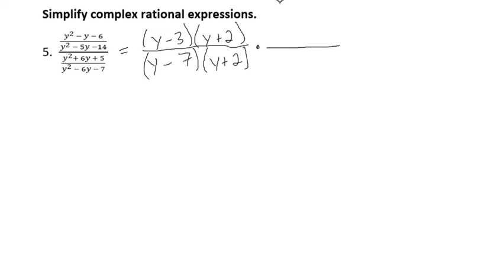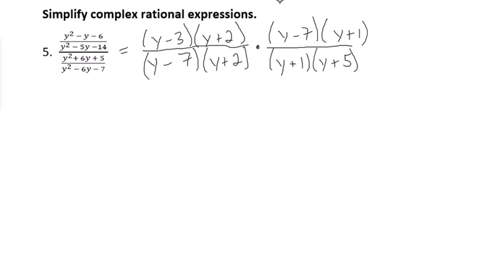So now I'm going to factor the bottom fraction. And remember, this was division, and so I'm going to flip them to make it multiplication. So now on bottom, two numbers that multiply to give you 5 and add to give you 6 would be y plus 1, y plus 5. So they multiply to give you 5 and add to give you 6 in the middle. And on top, two numbers that multiply give you negative 7 and add to give you negative 6. So y minus 7 and y plus 1.